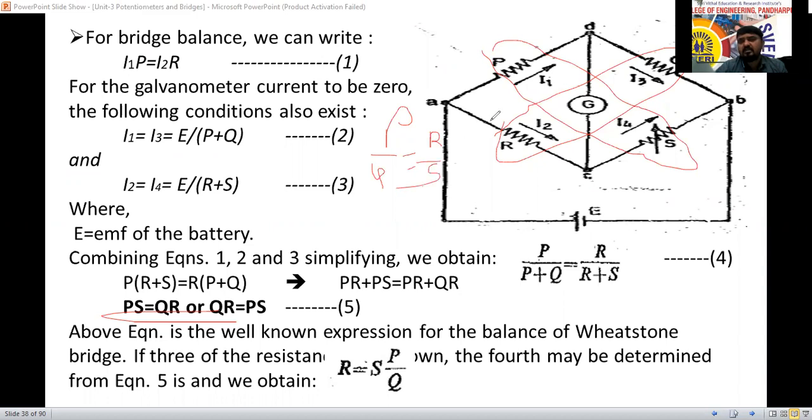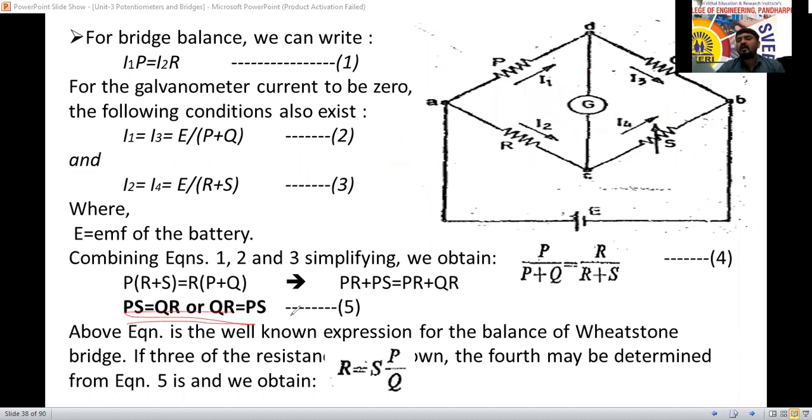You can remember P divided by Q, R divided by S. The same line we are considering, R by S, P by Q, also you can remember. This is also the same balance condition only. PS equals QR, we can consider. Suppose instead of P, Q, R, S being given here, we can say that PS equals QR.